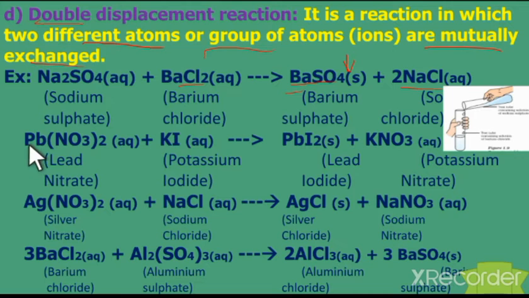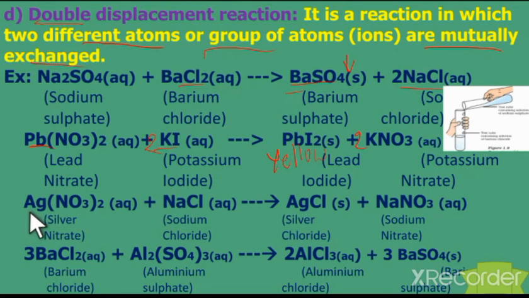Another example, lead nitrate, which is a colorless solution, is treated with potassium iodide. Okay, that is also a colorless solution. As soon as these two are mixed, it forms lead iodide, which is a yellow color precipitate, and potassium nitrate, which is a colorless solution. So this is also a double displacement reaction.